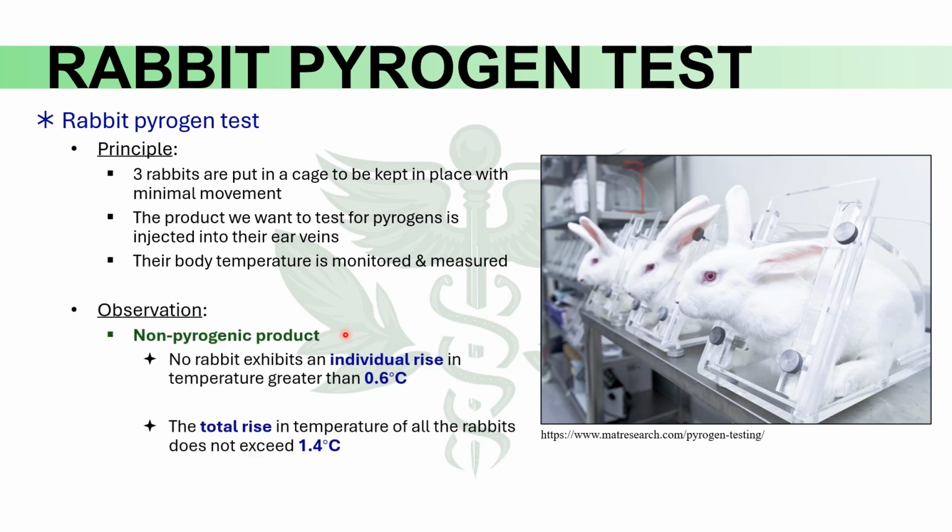Let's suppose that the product we injected was pyrogen-free. The observations we would make would be that each rabbit does not exhibit an individual rise in temperature greater than 0.6 degrees Celsius, and that the total temperature rise of all the rabbits together does not exceed 1.4 degrees Celsius.